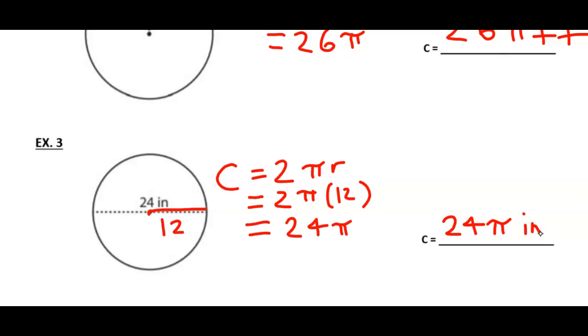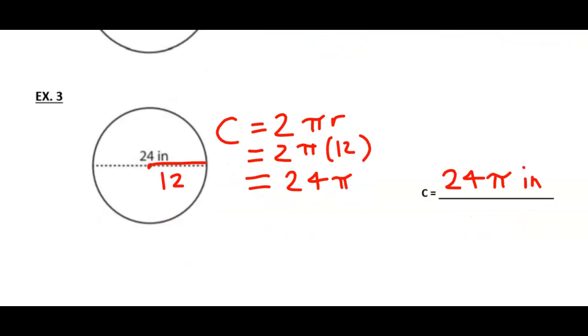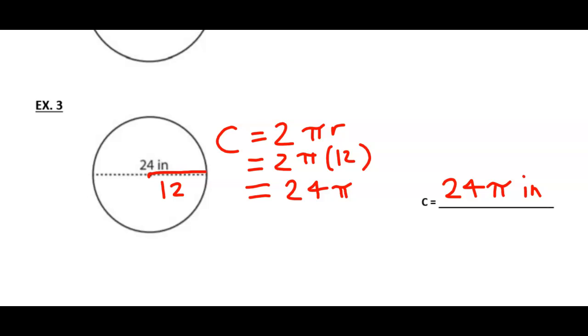Notice how the units are not squared because we're not talking about area. This is just regular old distance. Circumference is like a perimeter. It's a distance around the edge of a circle. All right, well, that's it for circumference.